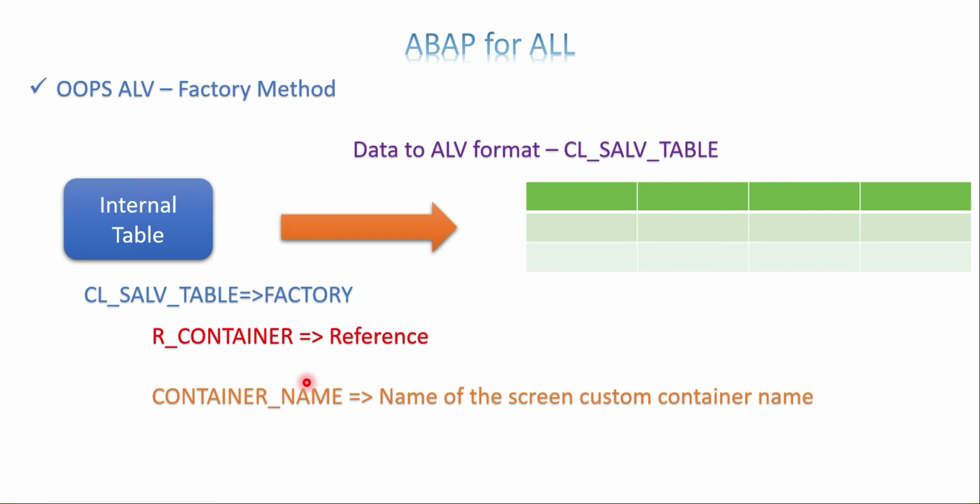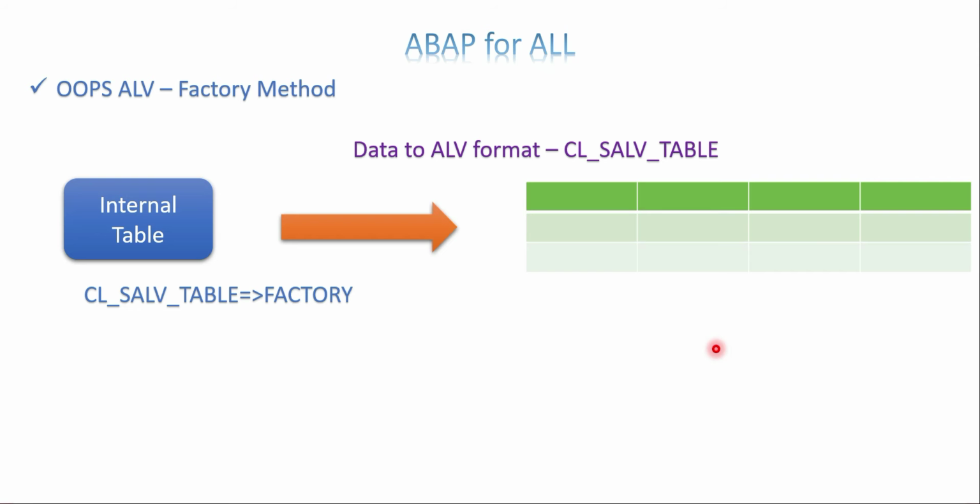Another one is the container name. What is a container name? Normally, in the screen layout option, you design a container and give it a name, like C1. That name has to be added here. Then, after you run the program, the ALV is displayed in a container. So there are options in the factory method to display your ALV in a container also.